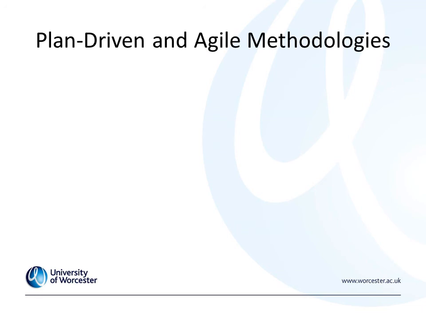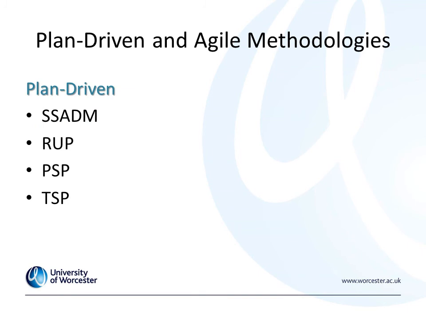Then we'll cover some of the methodologies in a bit more detail. Let's have a look at the kinds of plan-driven and agile methodologies that exist. For plan-driven, you have SSADM, RUP, which is the Rational Unified Process, PSP, which is the Personal Software Process, and TSP, which is the Team Software Process. SSADM is Systems Analysis and Design Methodology, which was the standard for UK government.